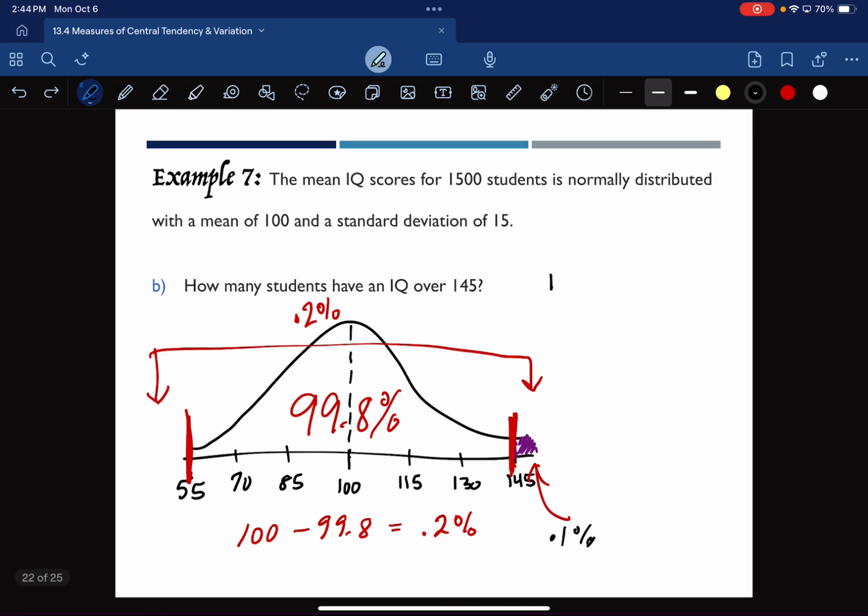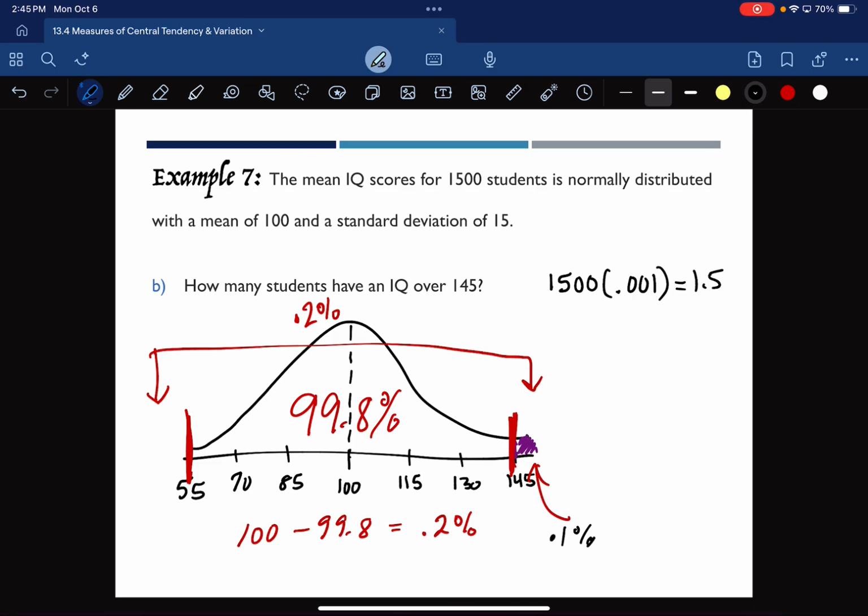What is 0.1% in decimal form? 0.001. Got to move the decimal twice. 0.001. What's 1,500 times 0.001? 1.5.